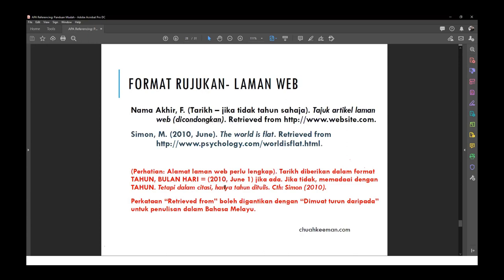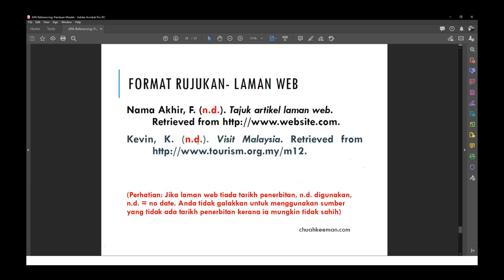The minimum is the year, in a way. Sometimes you can put June like this, but as much information as you can for the date. So sometimes they can say published in June 2010, but you don't know when is the exact date. So you just put like this. All right, then the title, then retrieve from HTTP. Actually, no dot here. Remove the dot. There's no dot at the end. So retrieve from, there's no more retrieve date, right? Since sixth edition, no more retrieve date. Except for this one. Even for the no date, right? No more retrieve date. Just immediately retrieve from.